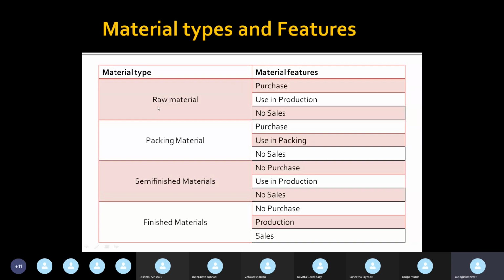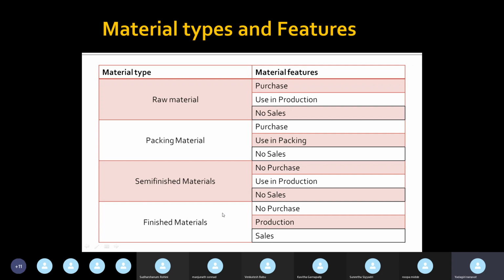Here, material type raw material, material features. Raw material we will purchase in the company, then we will use it in production. Here there is no sale. The material type packing material, we will purchase it and use it in packing the goods. Here also sales will not happen. In the third stage, semi-finished material, we will not purchase anything, but whatever we have purchased, like raw material and packing material, we will use in production. Here also sales will not happen.